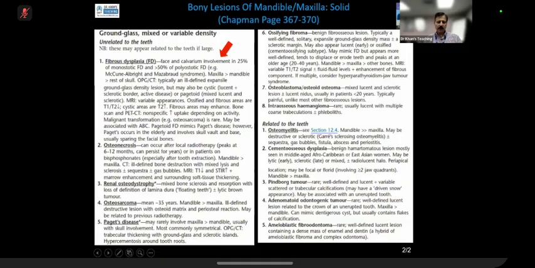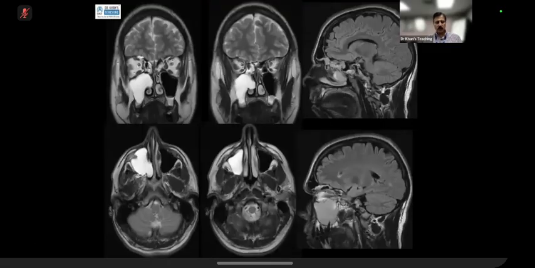And once again, I repeat that depending on whether it is active disease, it will show uptake on bone scan and PET scan. And they have shown PET scan as well as bone scan in the exam in other parts of the body. So that doesn't change it. So this is fibrous dysplasia.